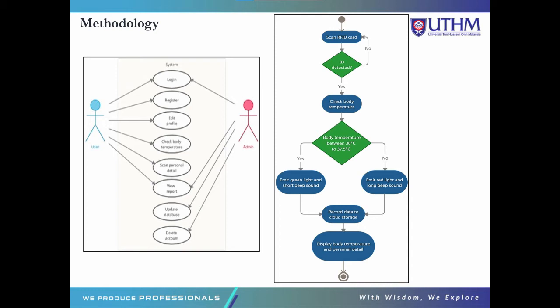If the body temperature is between 36.1 degrees Celsius and 37.5 degrees Celsius, then the scanning system will emit a green light and a short beep sound. Otherwise, the scanning system will emit a red light and a long beep sound. After that, the data is recorded to the cloud storage. Finally, the body temperature and personal details of the user are displayed on the LCD screen.